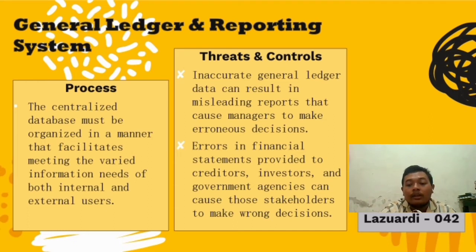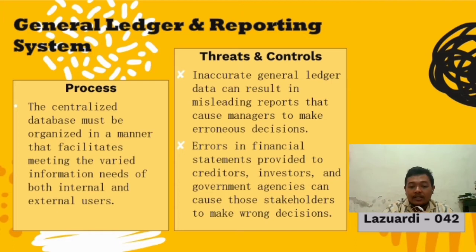And when we update the general ledger, the threats can be inaccurate updating of the general ledger and unauthorized journal entries. When we post adjusting entries, there can be inaccurate adjusting entries and unauthorized adjusting entries. When we prepare financial statements, there can be inaccurate financial statements and fraudulent financial reporting. And when we produce managerial reports, there can be poorly designed reports and graphs.